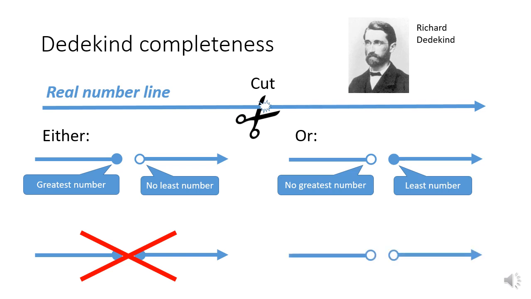It does not occur with real numbers that the left part does not contain a greatest number, nor the right part a least number. Such a situation would mean that the number system has a gap, but the real numbers should not have any gaps.